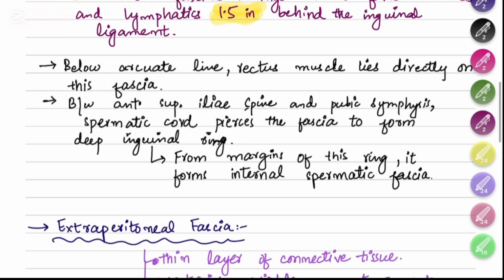Now, below the arcuate line, the rectus muscle lies directly on the transversalis fascia. We discussed this in the video on the rectus sheath. And between the anterior superior iliac spine and the pubic symphysis, we discussed above as well that transversalis fascia forms the internal spermatic fascia and the deep inguinal ring.